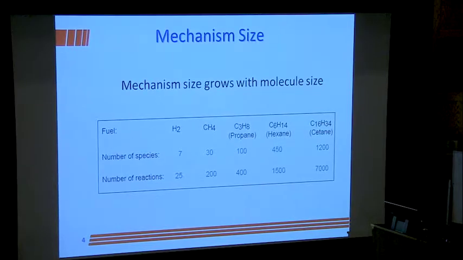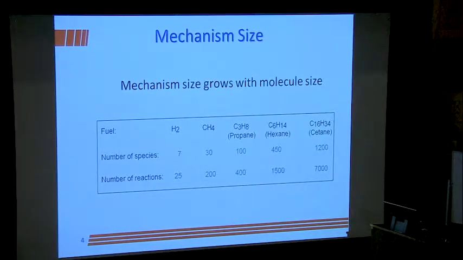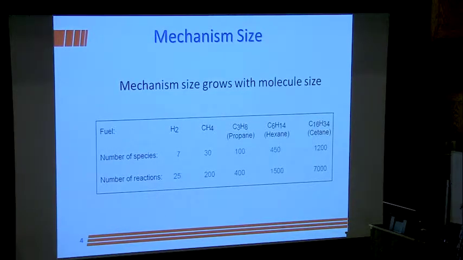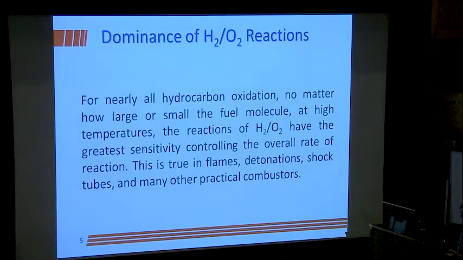Okay, so as I said, I think this should be 8 actually, but I had 8 and 20. So you have that order, 30 and 200 for methane. For propane mechanisms, maybe 100 species, 400 reactions. And oftentimes now, for something like cetane, the C16H34 molecule, you're talking about 1,200 species, 7,000 reactions to describe it. So they get more and more complex the higher the hydrocarbon size.